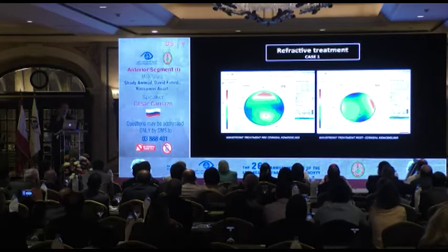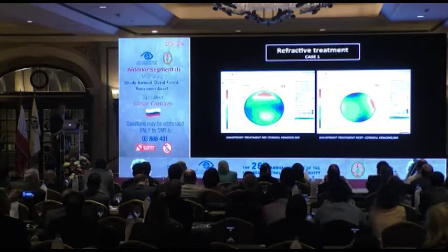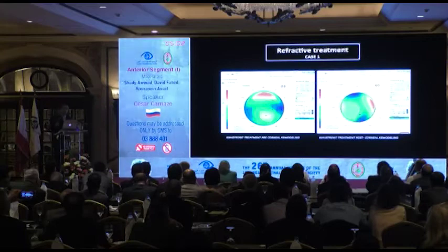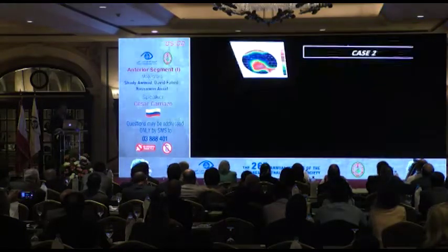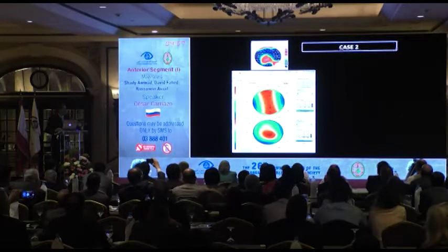What does that mean? When we change the vector, the steepest point now is the flattened point. Then you don't need to treat. You don't need to touch here. You ablate in the opposite way. This is another case. I can repeat in all the cases because it's the same.